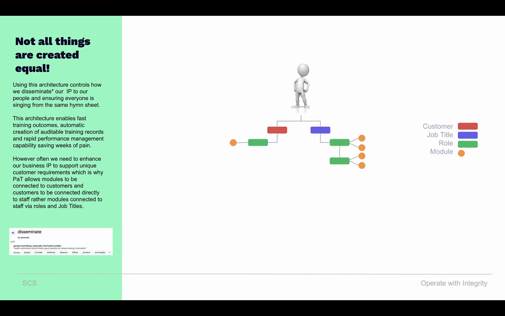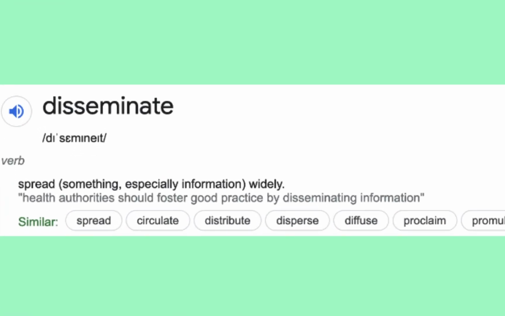Now, disseminate is a really important word when we're talking about training. And I've got the Wikipedia explanation down the bottom. I'm just going to jump down there quickly. Disseminate means to spread something, especially information, widely. It's how we get IP into our people's heads. We disseminate our IP. And the purpose of that is ensuring that everyone's singing from the same hymn sheet.